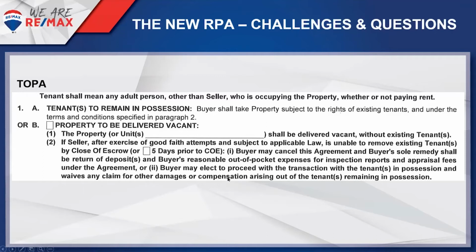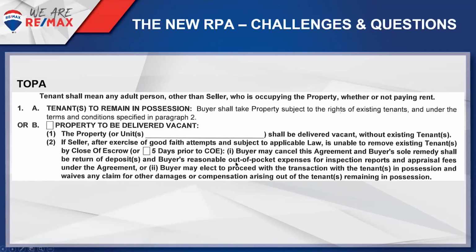Why? Because if the tenant doesn't move out and you don't have a TOPA, the buyer gets possession of the property, period, because you believe the tenant will be out in 2 weeks. If the tenant doesn't move out, the buyer will get all of their damages from the seller because the seller will be obligated to get that tenant out and deliver the property vacant.